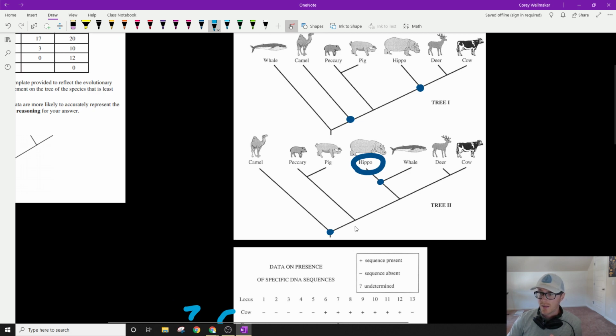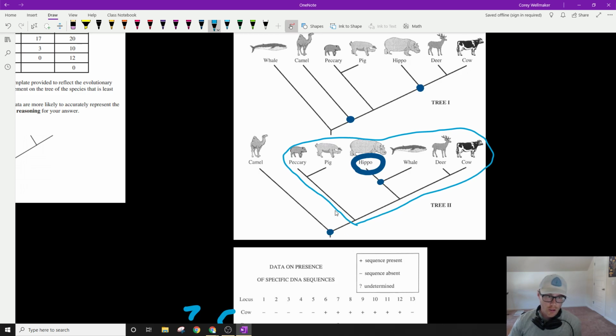Because remember, the fact that the peccary is right next to the camel on the bottom one is just arbitrary. I can take this node right here and pinch it and flip it, and I can make the cow be right next to the camel. So the fact that the cow is all the way to the right doesn't mean that the cow is the most different from the camel.